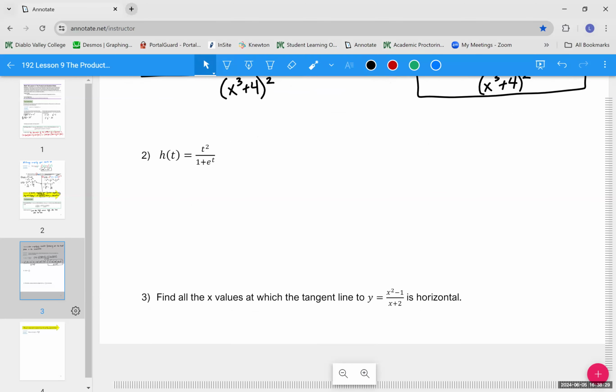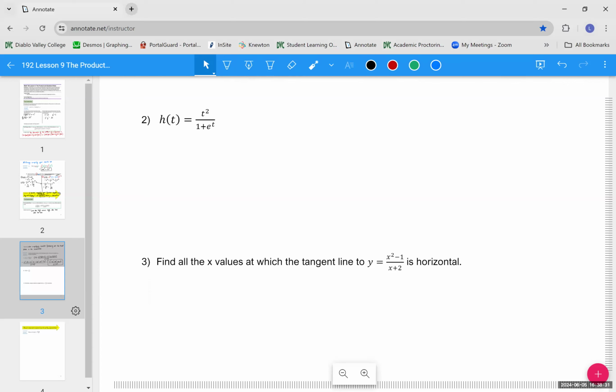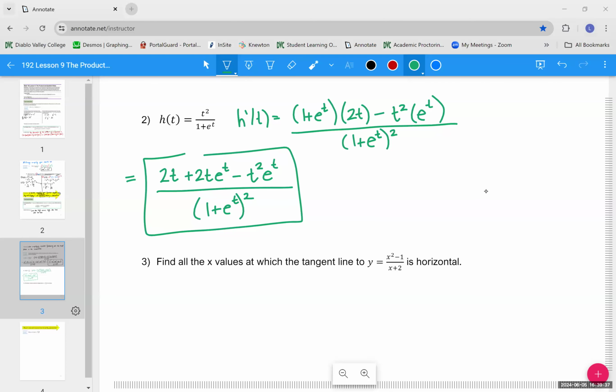Okay, so go ahead and try the second one. Press pause on the video, see what you can do. All right, I applied my low D high minus high D low over my low low, and really nothing combines there. I just distribute my 2t, and that's pretty much the end of that example.